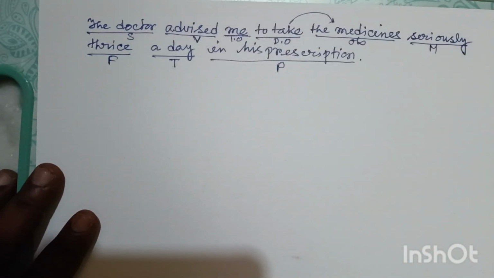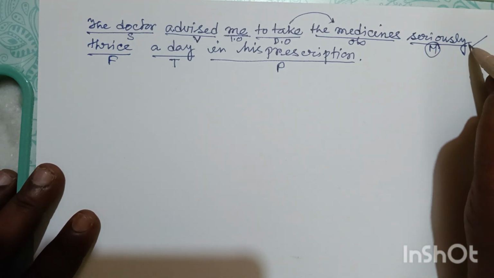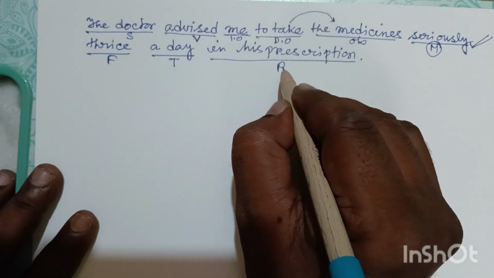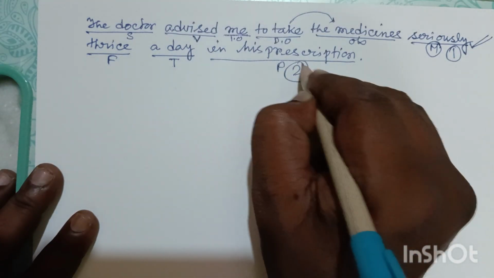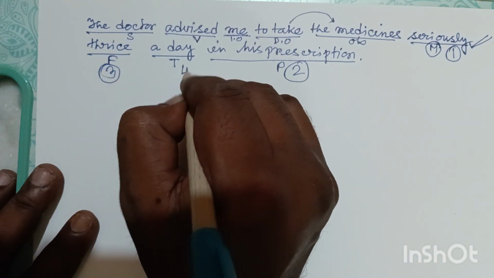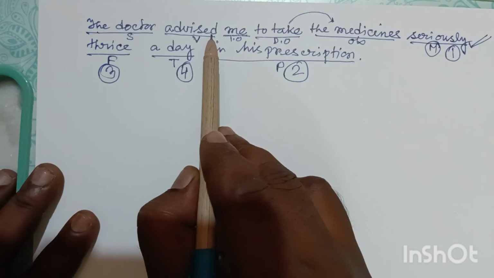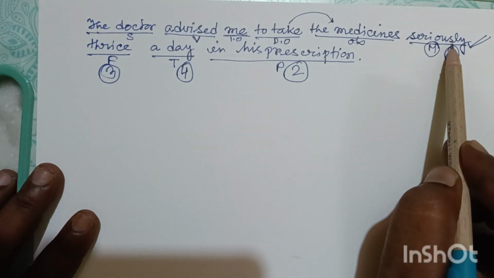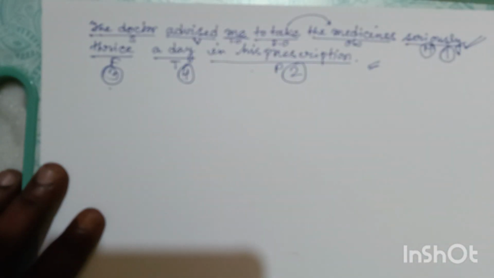So my dear friends, here you can see we have to arrange this sequence. Manner, that is correct, M. Then we have to write down P. So this will be the first one, this will be the second one, this will be the third one, F, and this will be the fourth one. So the correct sentence will be, the doctor advised me to take the medicines seriously in his prescription twice a day. My dear friends, I think you can understand this situation.